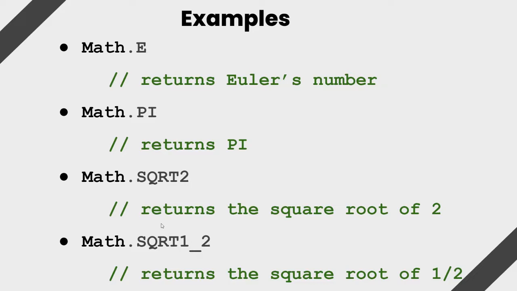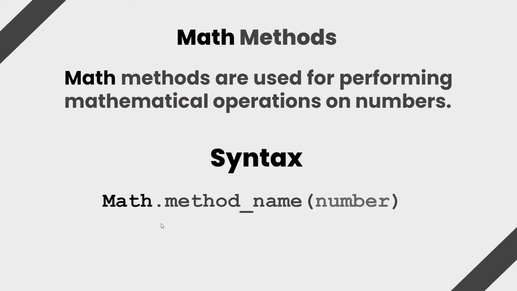So the next thing we have here is the math methods. Now these methods are used for performing mathematical operations on numbers. So you can say that these particular methods perform similar operations to the arithmetic operators. But like I said before, arithmetic operators are only limited to some basic arithmetic operations. That's your basic addition, subtraction, division, multiplication, exponentiation, and the rest.